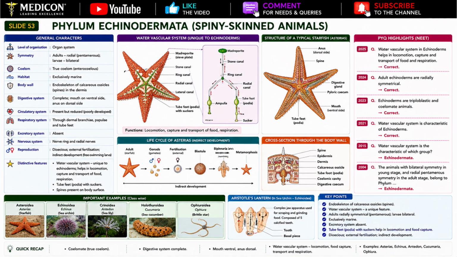Now comes the phylum Echinodermata. They are also called spiny skinned animals. Echino means spiny and derma means skin. So these animals have a special feature that they are spiny skinned. Now let's go into the general characters. The level of organization is organ system. Symmetry in adults is radial, that is pentamerous radial symmetry, and in the larvae it is bilateral symmetry. The coelom is a true coelom, enterocoelous. Habitat is exclusively marine. The body wall has an endoskeleton of calcareous ossicles or spines in the dermis. Digestive system is complete, with the mouth on the ventral side and the anus on the dorsal side.